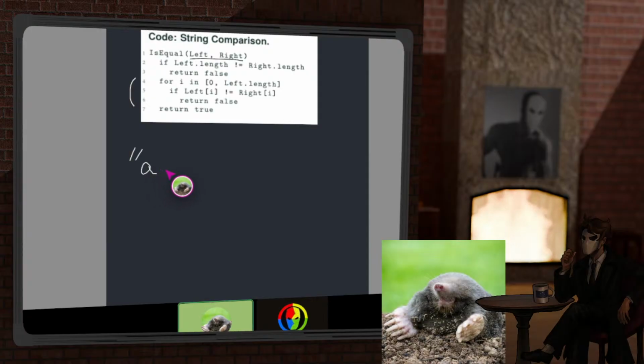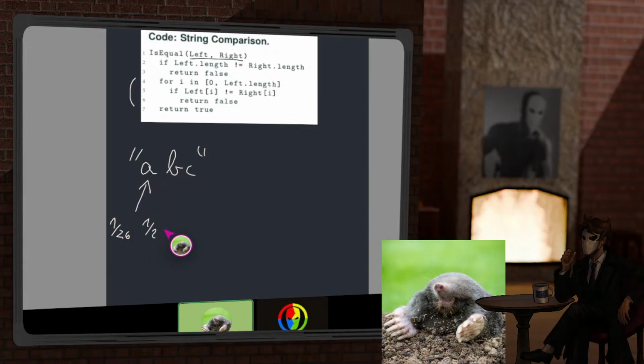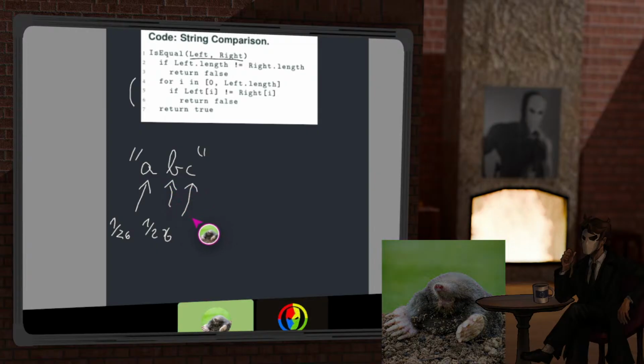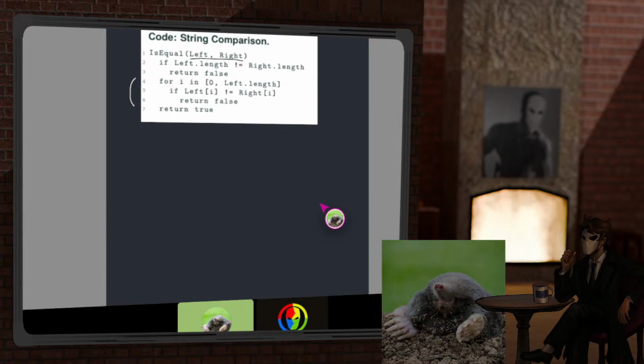So we are going to say that, for example, if we have a string with 3 characters, each character is as likely to be any letter of the alphabet as any other. So essentially, it has 1 in 26 chance of being A, 1 in 26 of being B, 1 in 26 of being C, etc. And we do this for every letter in the string. This gives us a nice random distribution of strings.